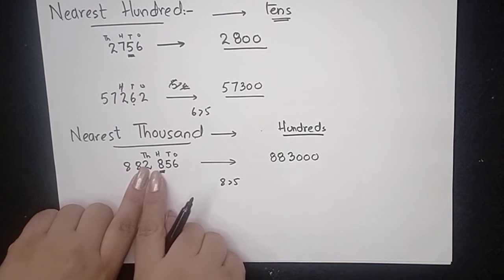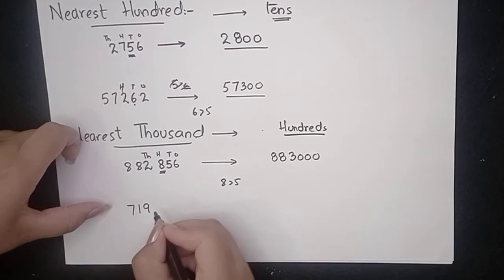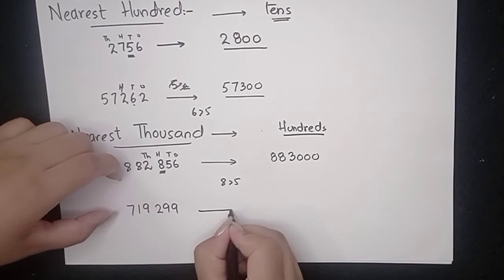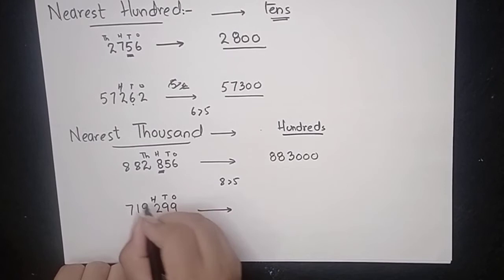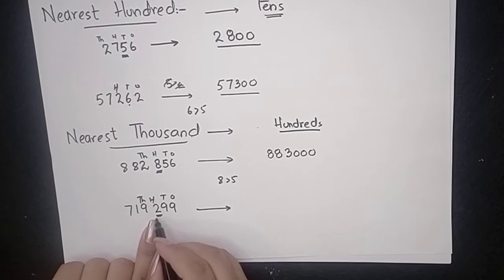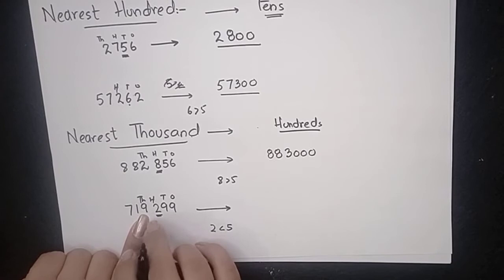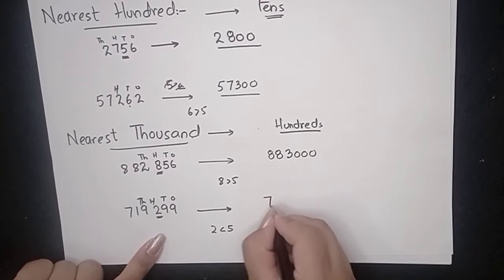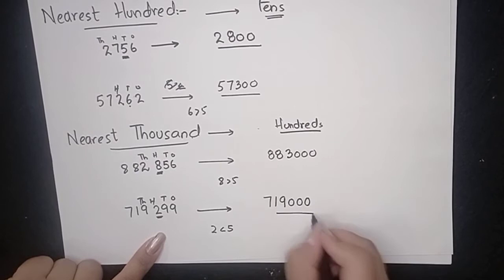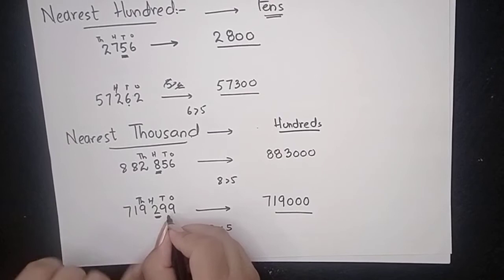If you have another number like 719,299, and you have to round off to the nearest 1000. Here it's ones, tens, hundreds and thousands. So you will look at the digit at the hundreds place. So it's 2. 2 is smaller than 5, it's not greater, so you're not going to move to the bigger 1000. 299 is closer to 000, so it will become 719,000. This is the nearest 1,000 to 719,299.